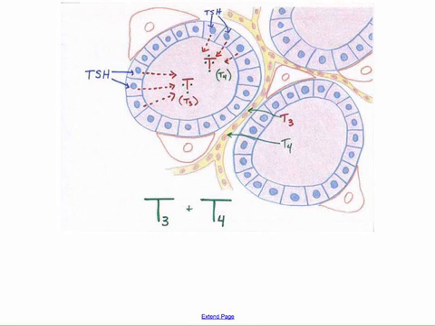So just to kind of show you the cells that are going to release T3 and T4, it's your follicular cells. So your follicular cells have the receptors that will respond to TSH from the pituitary gland. They will release T3 and T4 in the colloid, and then T3 and T4 in their final form will leave into the blood vessels.